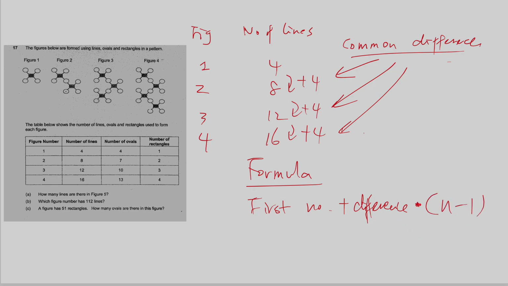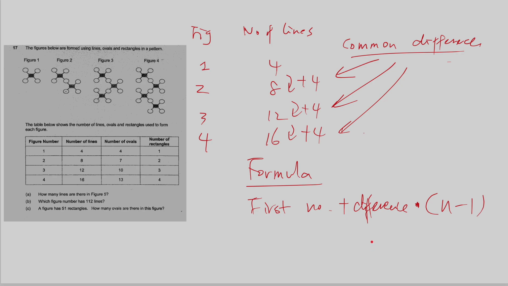I use a dot here. This dot means times. Why do I use a dot? Because I want to distinguish the dot from x. Sometimes the multiplication sign can be seen as x, so I don't want you to get confused. So I use a dot here.